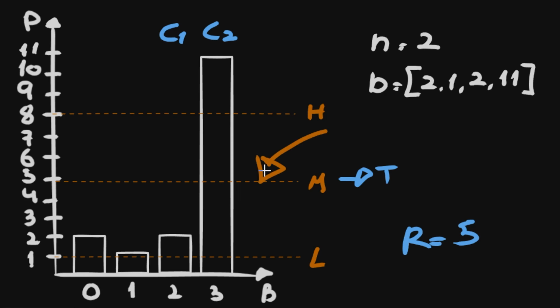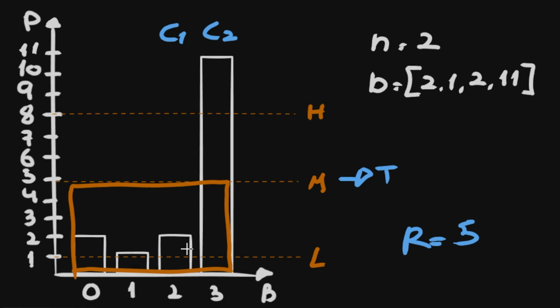Now let's see what's happening here. We only care about filling this space. So the question is, how much power do we have in this range? Well, we have 2 plus 1 plus 2 plus the minimum between target, meaning 5, and this power, 11, and the minimum between 5 and 11 is 5. So if we do 2 plus 1 plus 2 plus 5, this is 7, 8, 9, 10. So here, this range, we have a power of 10.